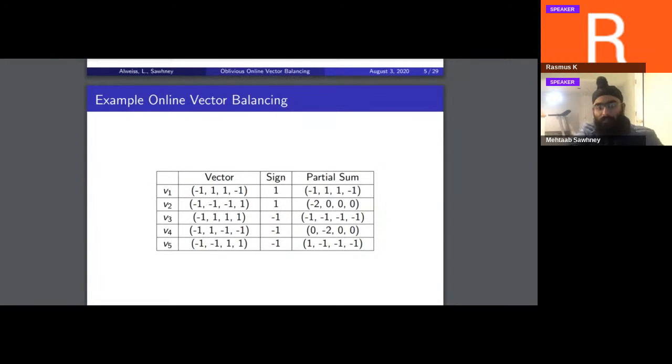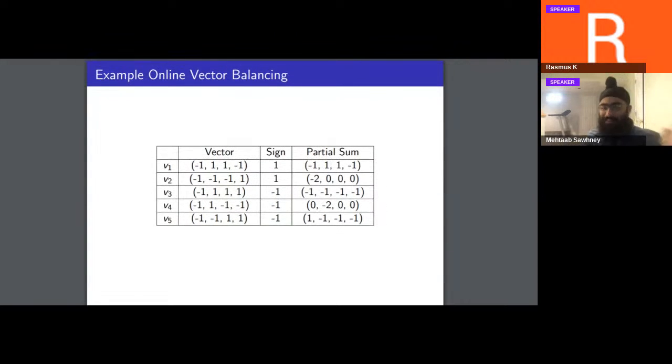Okay. So first, this is meant to come through one at a time. You're given the vector v1, which is -1, 1, 1, -1. Let's say you assign 1. The partial sum at that point is -1, 1, 1, -1. Then you're given a second vector, -1, -1, -1, 1. You assign the sign 1, and now you take the partial sum. It's -2, 0, 0, 0.